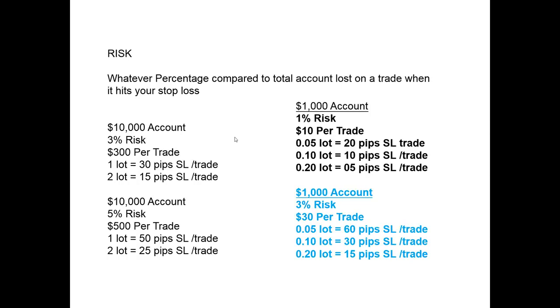Now, on a $1,000 account, we're going a little bit higher risk: 3% risk. 3% is going to be $30 per trade. With a 0.05 lot, we're going to be able to have a 60 pip stop loss. Decent, right? With a 0.10 lot or a mini lot, you're going to be able to have a 30 pip stop loss. And with a 0.20 lot, you're going to be able to have a 15 pip stop loss. That's 3% risk on a $1,000 account. So notice the lot sizes, guys, are very, very tiny.